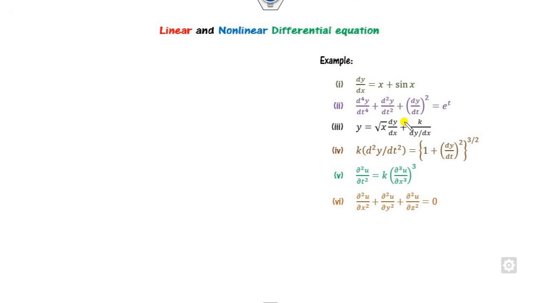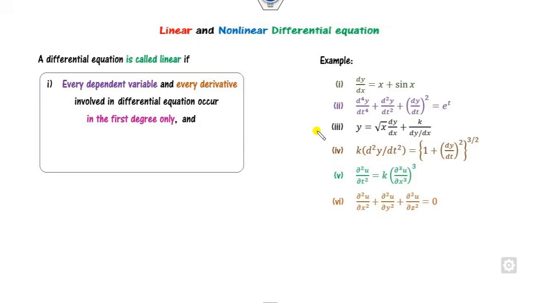For example here, again we can consider the same examples. Now we can discuss linear and nonlinear differential equations. What is the meaning of that? Any differential equation is said to be linear when it satisfies two properties. Number one: every dependent variable, like in this case, for example, what is the dependent variable? It is y. And every derivative, either dy by dx, or d square y upon dx square, or any of them occurs in the first degree only.